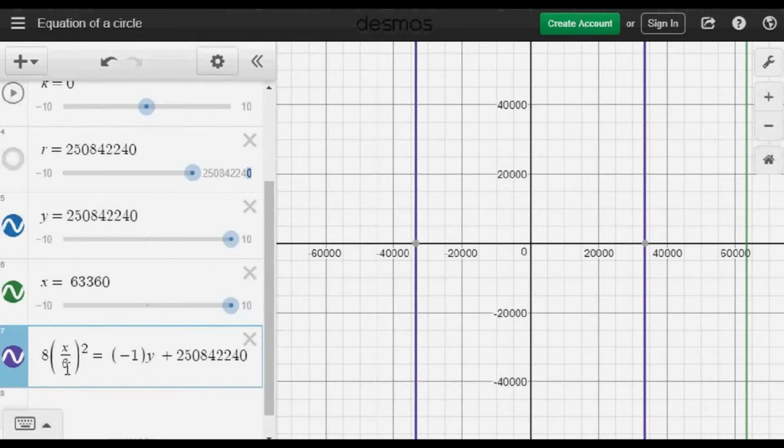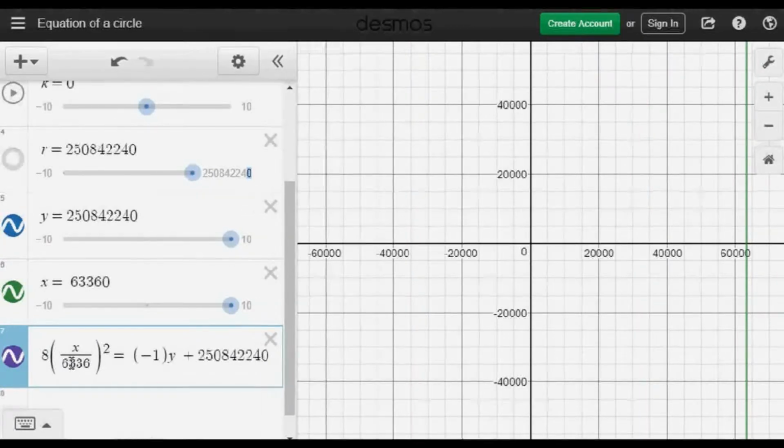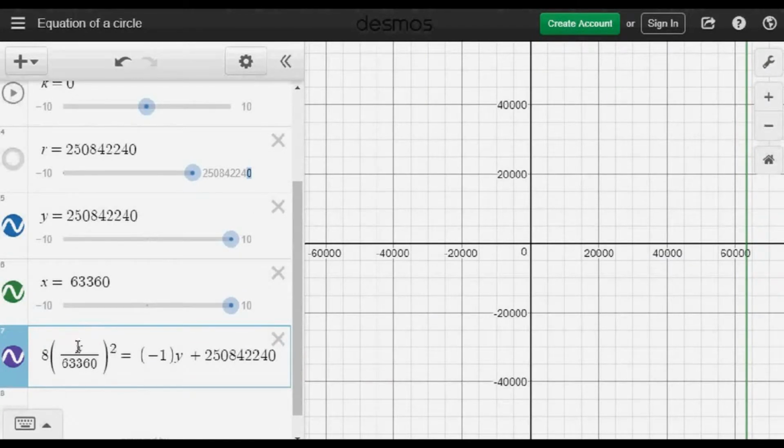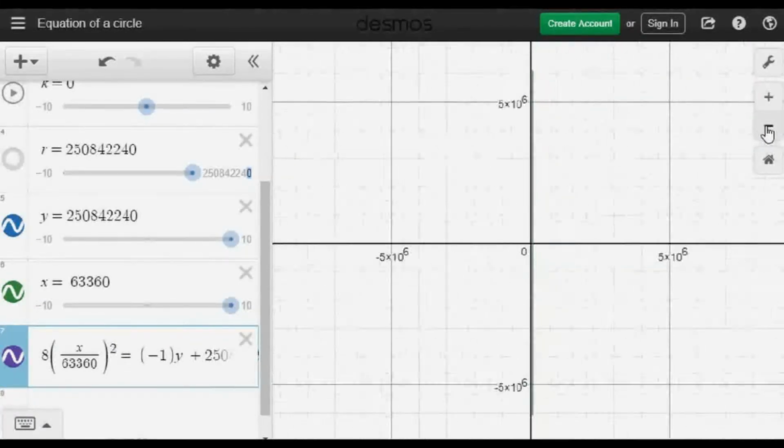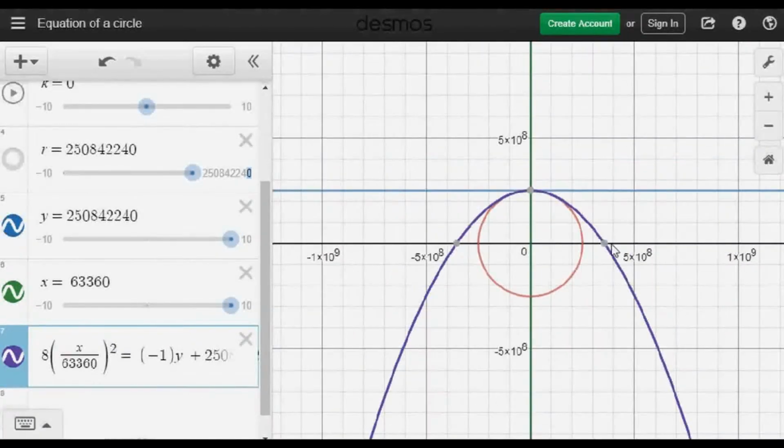So in other words, we have to put in the number, it's x over the number of inches, because for this thing in the parentheses to be 1, we need the number of inches in a mile. So we take this, and that's going to be it. Check it out.